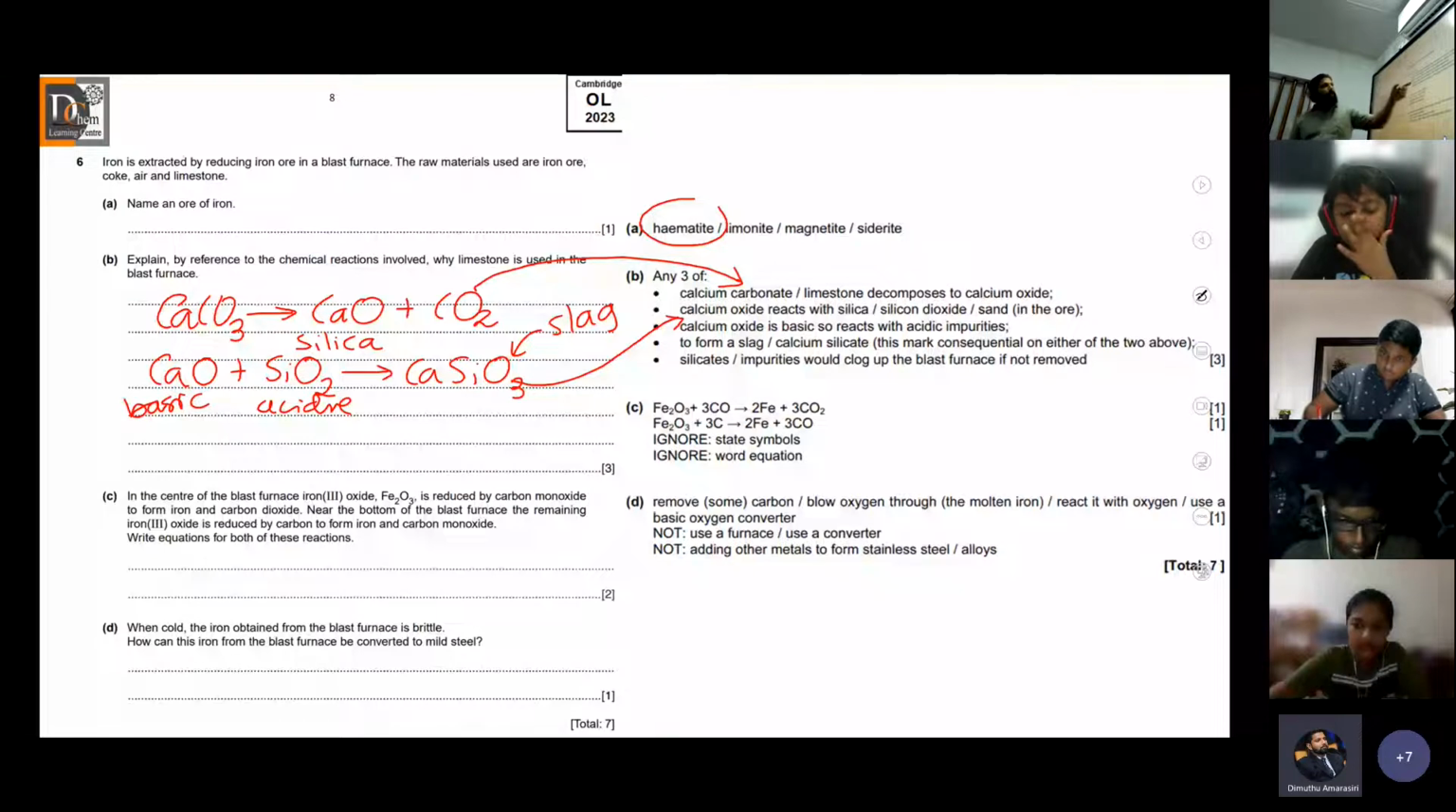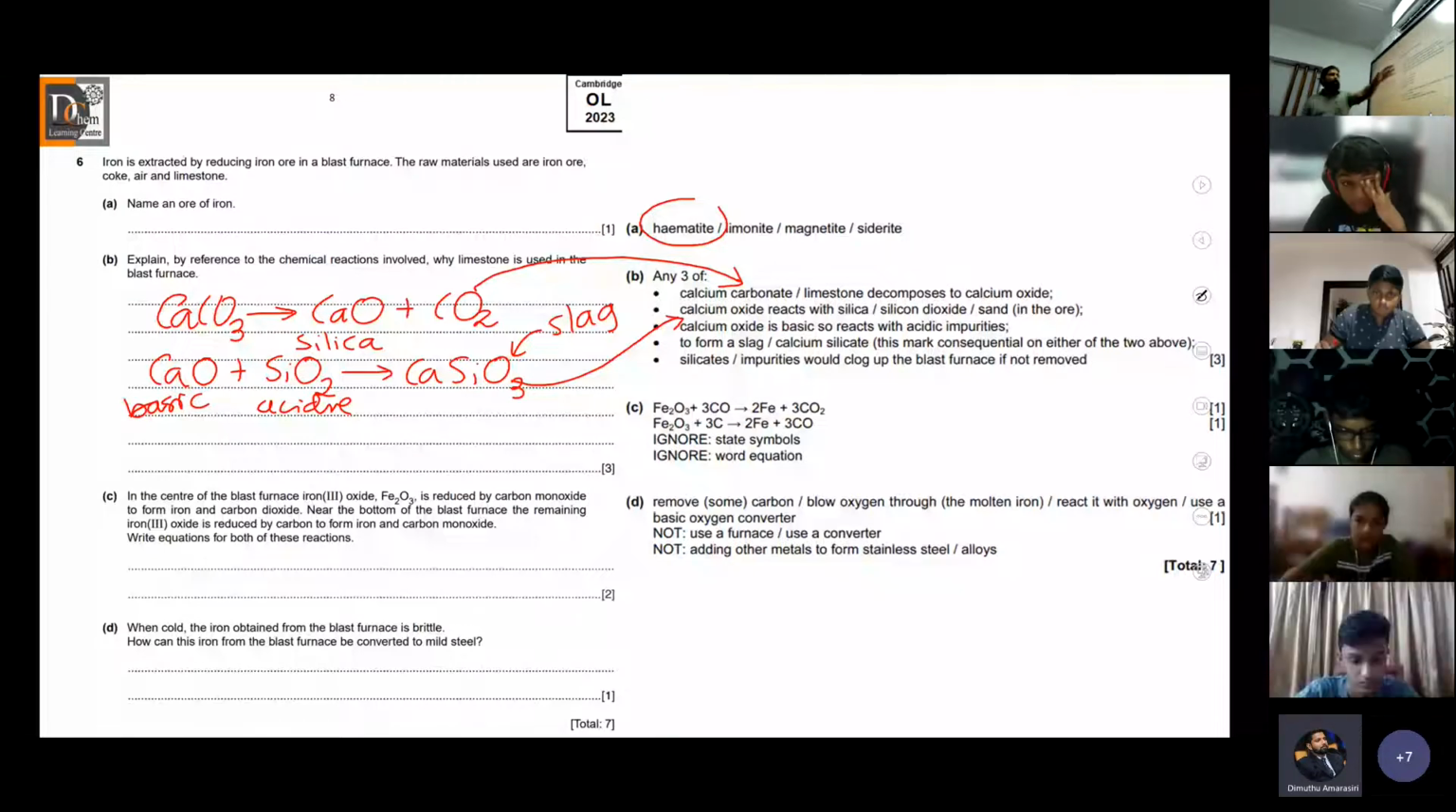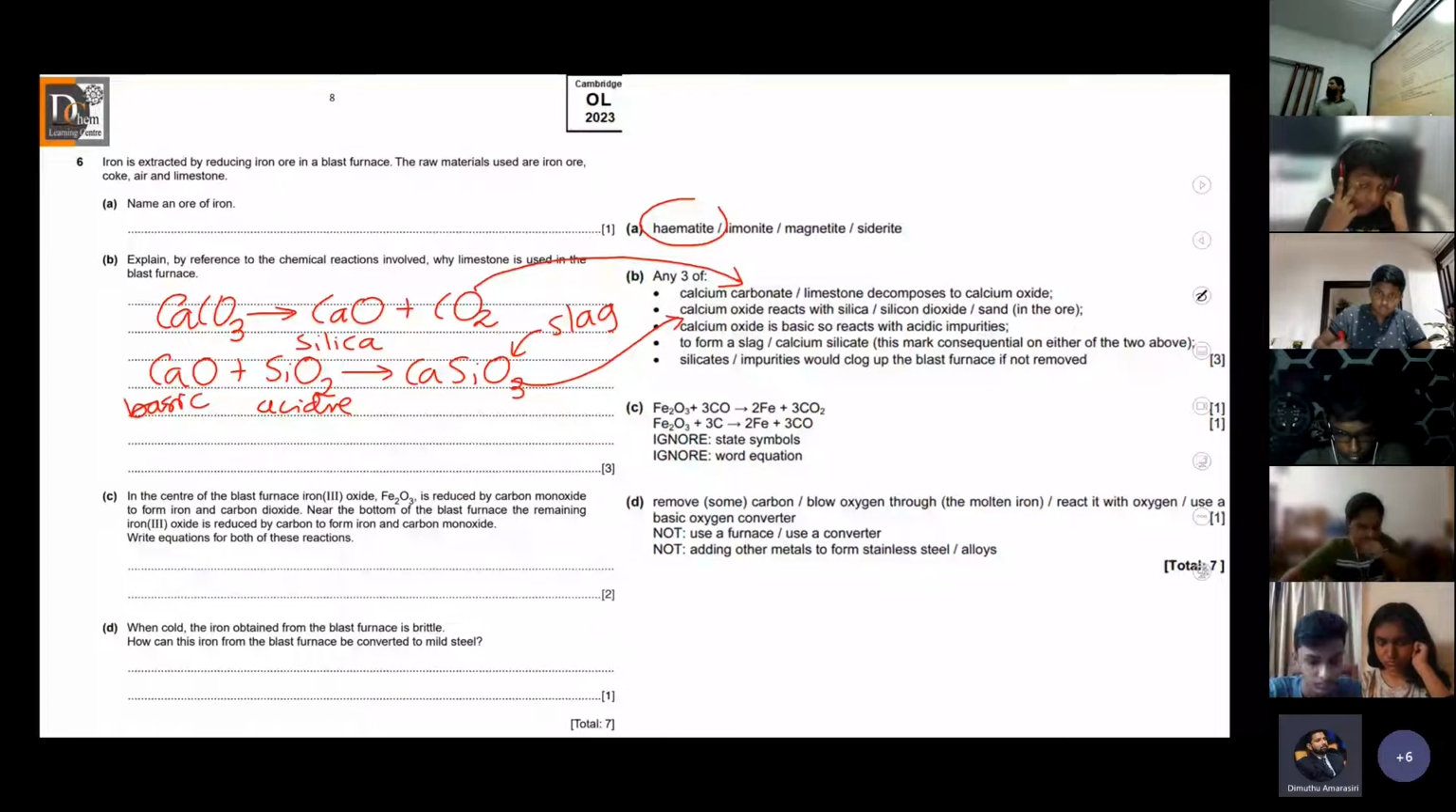And that slag formed will float on iron. They haven't given marks for that. So anyhow, out of these 5 points, 3 points are accepted. And those are the points that I used to tell in the class when I teach you the blast furnace, both in class and school, right?